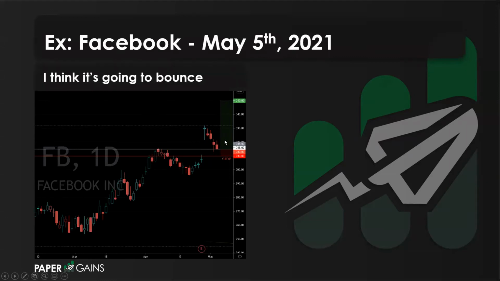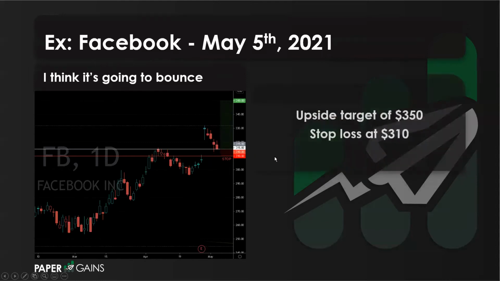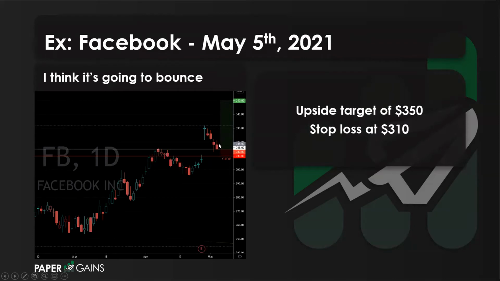Let's say you think it's going to bounce, and this little green box is what your position is going to look like. You can come up with a pretty quick target. The top of this green box is about 350. I don't want to hold it anywhere below 310. So this is going to be my trading zone, my trading range.